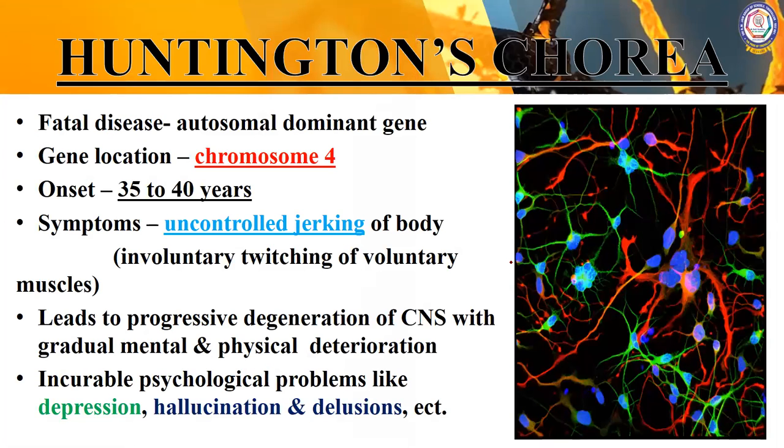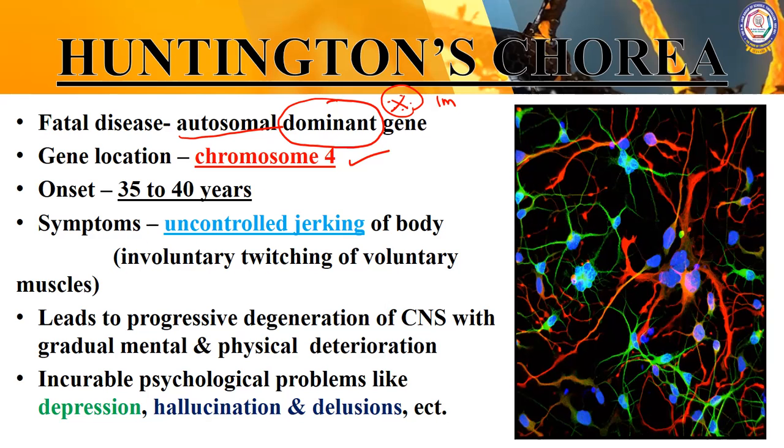Next, Huntington's chorea. It's a fatal disease. Again, it is autosomal, but it is a dominant gene. It's another important 1 mark question: name an autosomal dominant disorder. The gene is located on the 4th chromosome, and that gene will get affected. The onset period is 35 to 40 years.